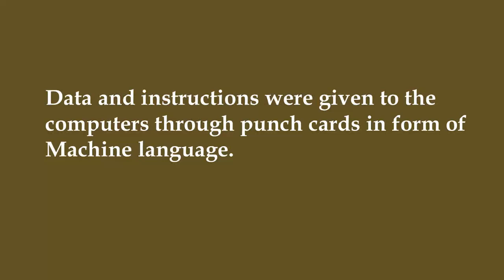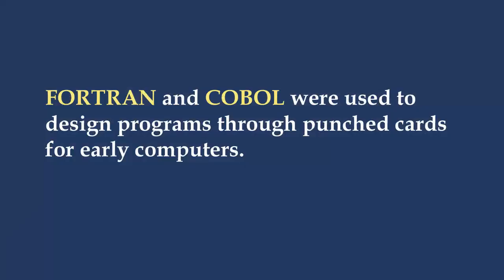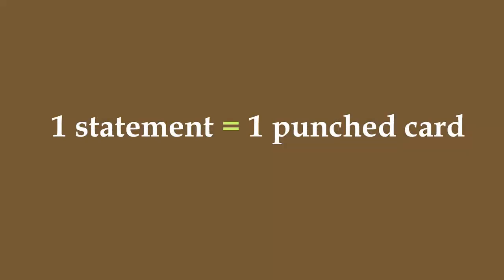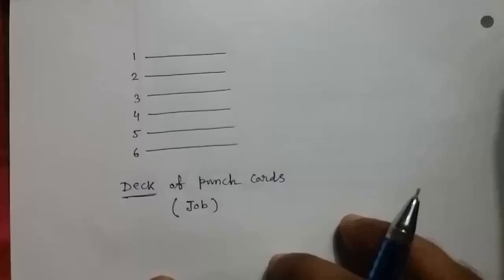So using punch cards, data and instructions are given to computers in form of binary ones and zeros, that is, in form of machine language, which is very difficult. The programming languages that were used to write programs using punch cards in early computers were Fortran and COBOL. And remember, you can use a full punch card for only one statement of your program. So if your program contains 50 lines or statements, then you need a deck of 50 punch cards, and they must be kept in sequence.